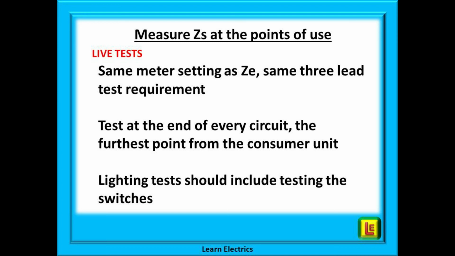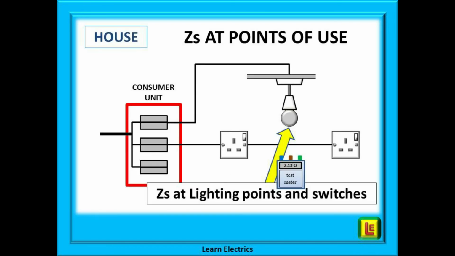Lighting circuits should include the testing of the cables going to the switches, so test lights on the switched side of the ceiling rows, not just on the live loop side. Measure ZS at the lighting point that is furthest from the consumer unit, the light with the longest length of cable. The longest length of cable will give the worst results.